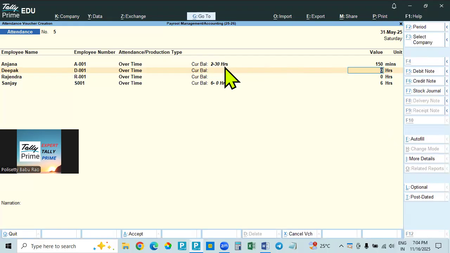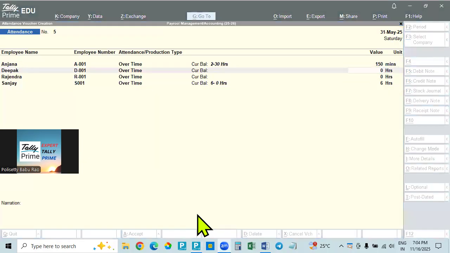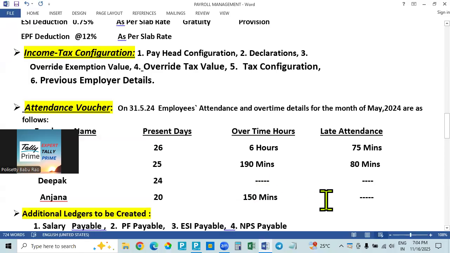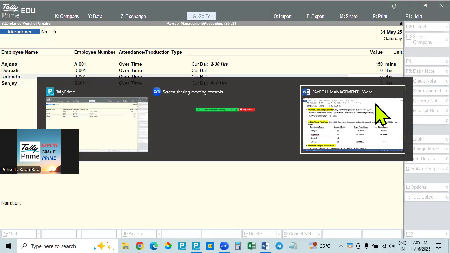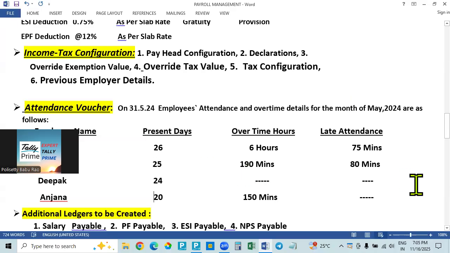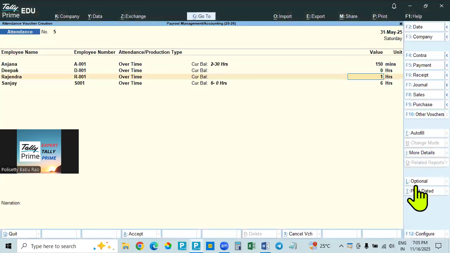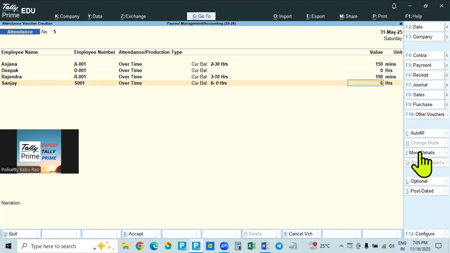Okay. Next, the second one is Deepak. For Deepak, there is no overtime, so come down. In the case of hours, directly it will come down. Then Rajendra. Rajendra is 190 minutes. Give 190, enter, and then it goes to the unit, MINS. MINS means minutes. 190 minutes means 3 hours, 180 minutes and 10 minutes. So 180 plus 10, that is 3 hours 10 minutes.